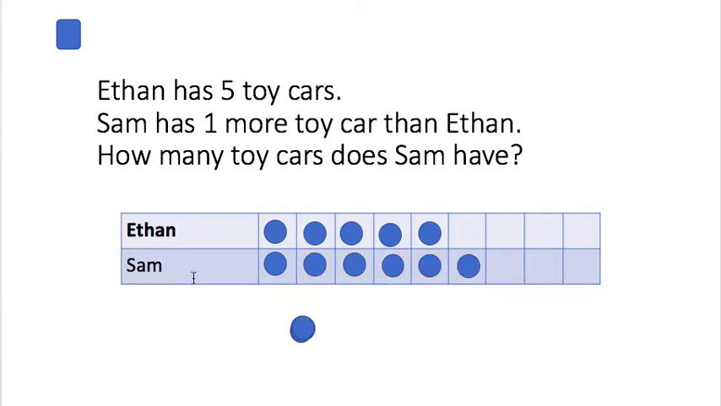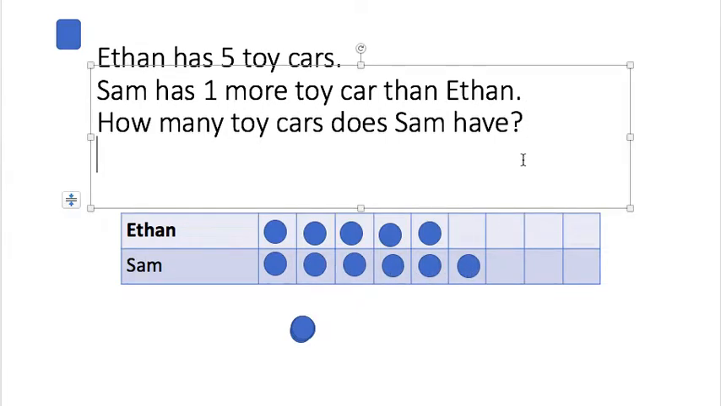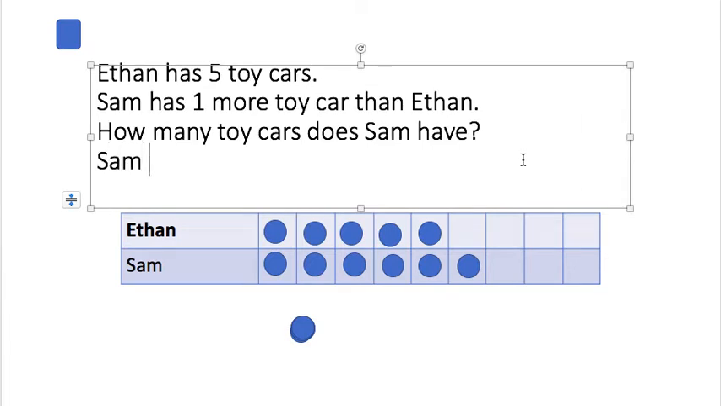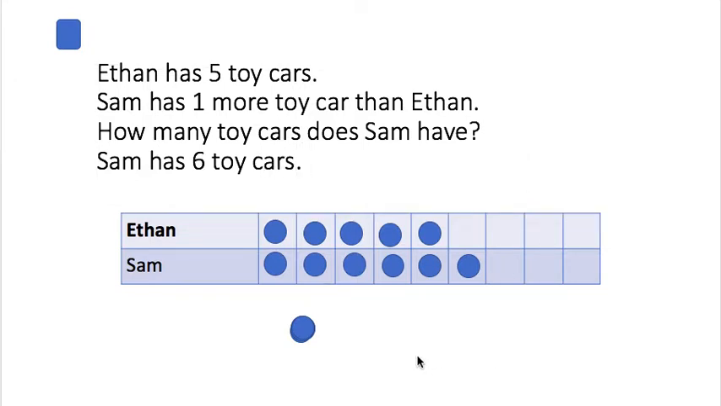Now we can count how many Sam has because it asks, how many toy cars does Sam have? So let's count. 1, 2, 3, 4, 5, 6. So my answer is Sam has 6 toy cars. Wonderful. Now, some word problems are fewer than. And so let's work on how we would use our chart to show fewer than.